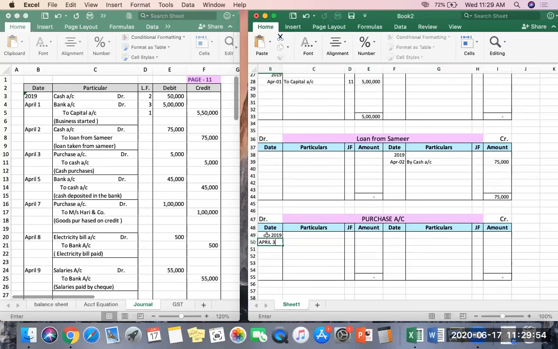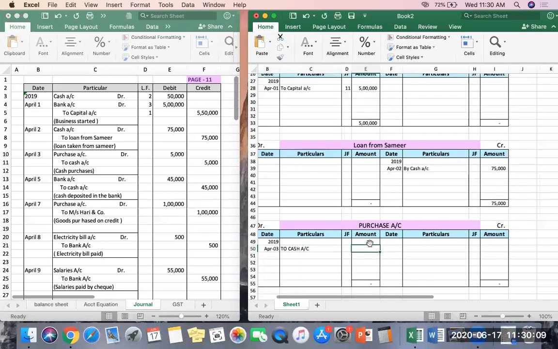Now in particulars, what are you going to write? Purchase. Particulars, what will come? To cash account. Very good. To cash account. Let me turn caps lock on. So you will write here 5,000. The amount is given as 5,000. Done. One entry is done.